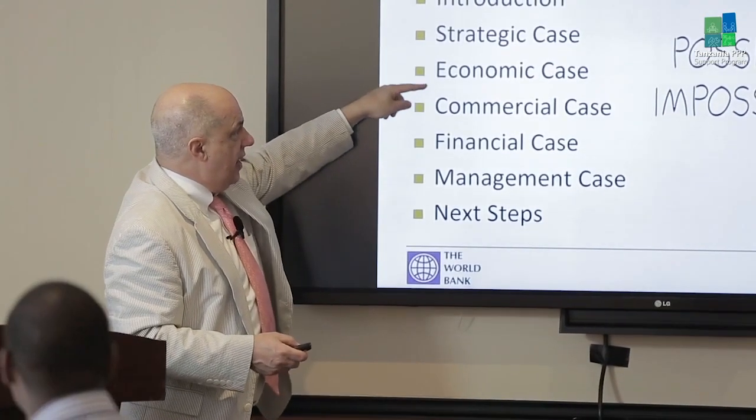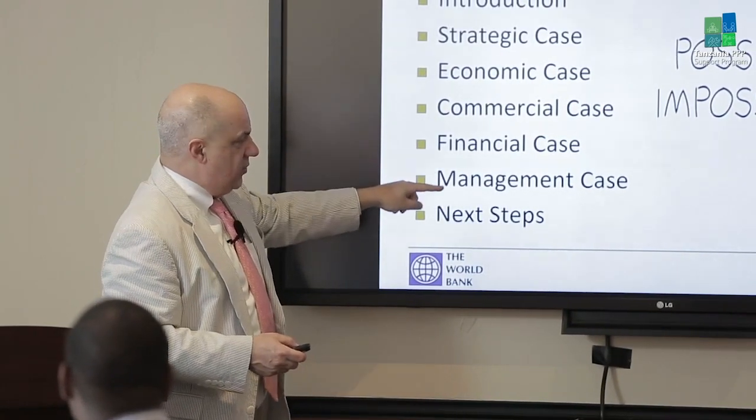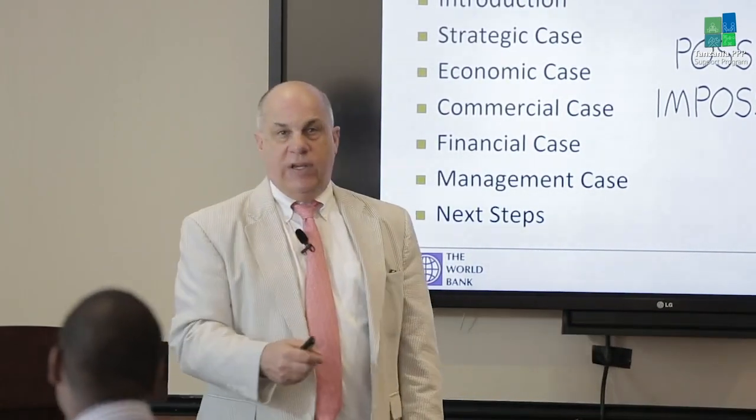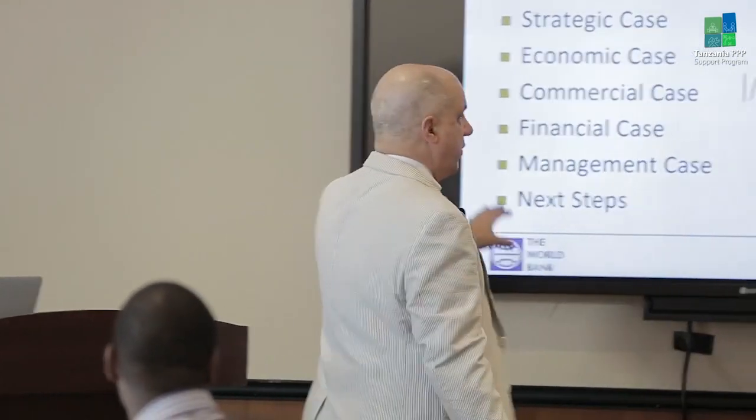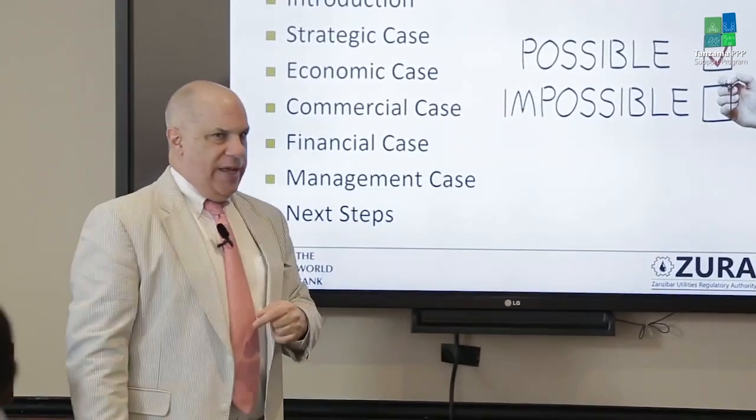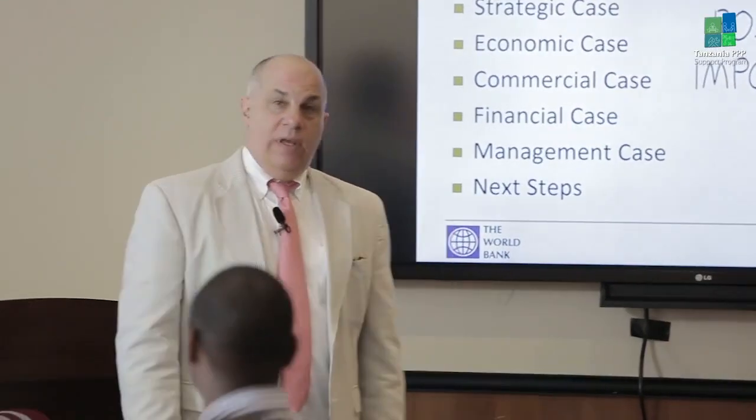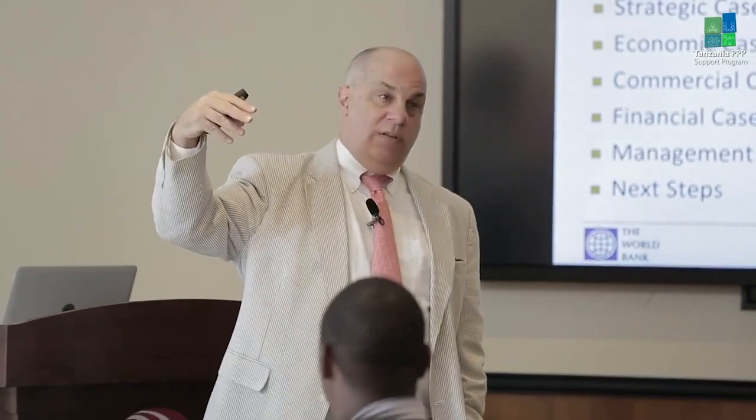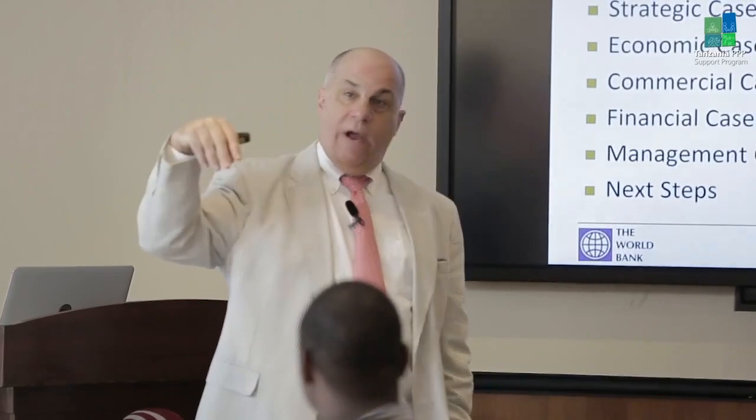One of the ways to do them is what they call the case method, where it's basically the 5 case method. So you look at the strategic case, the economic case, commercial, financial, and management. We did this a couple different ways. We did do it this way. You'll see in the next presentation in a moment, under the Zanzibar law, they specify what's required for pre-feasibility. So you always want to comply with the law. So we did it that way as well.